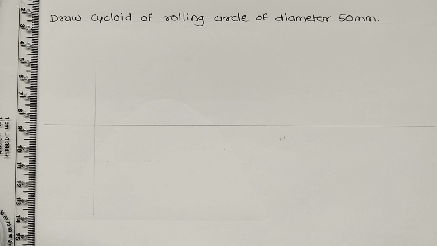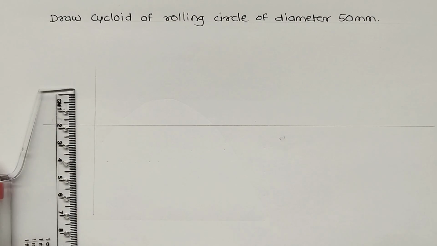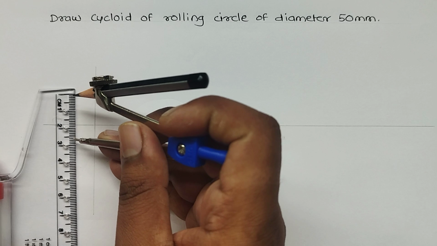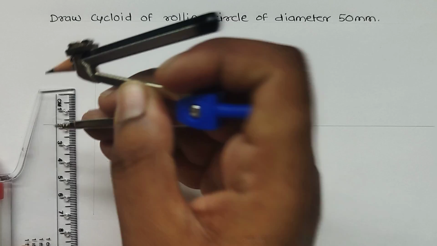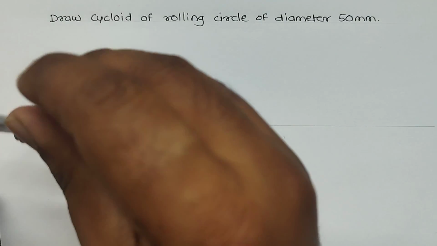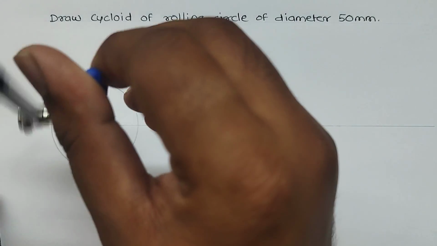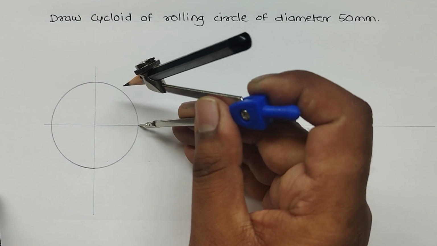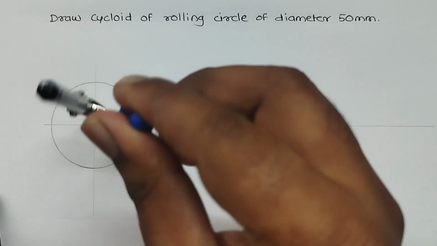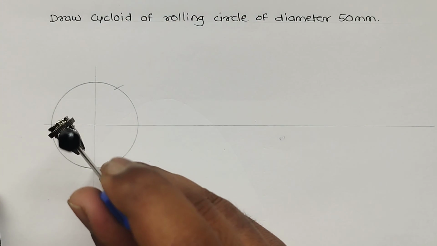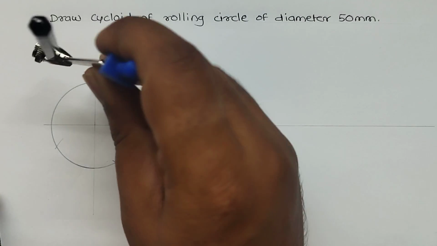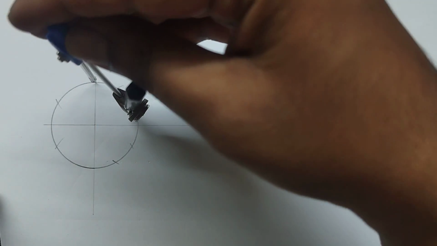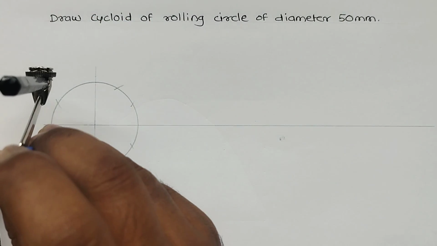Now in the compass, since diameter is 50 mm, take the radius 25 mm. And from this midpoint, draw a circle. Immediately divide this circle into 12 equal parts by using this. From this corner, from this corner, and from the last corner itself.